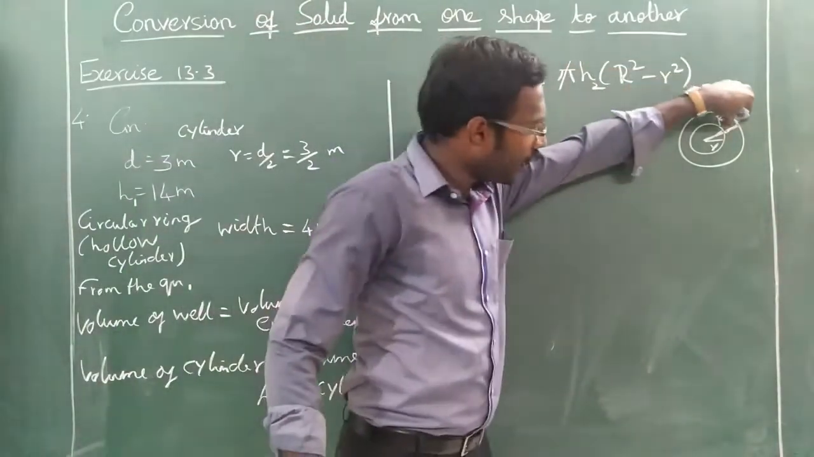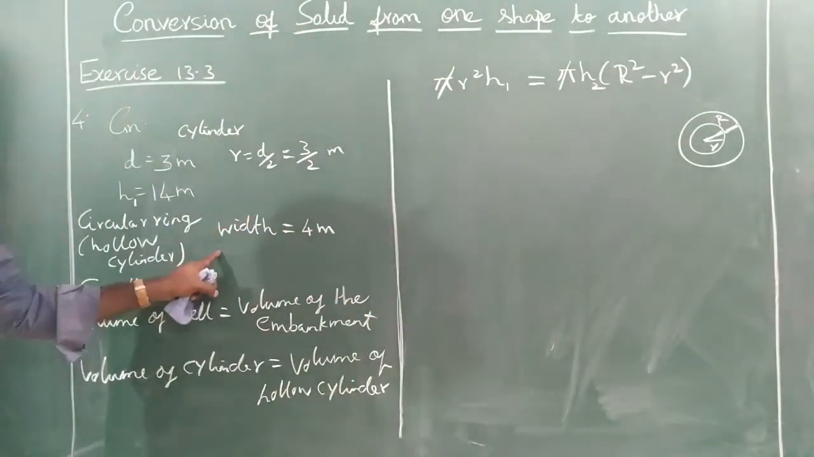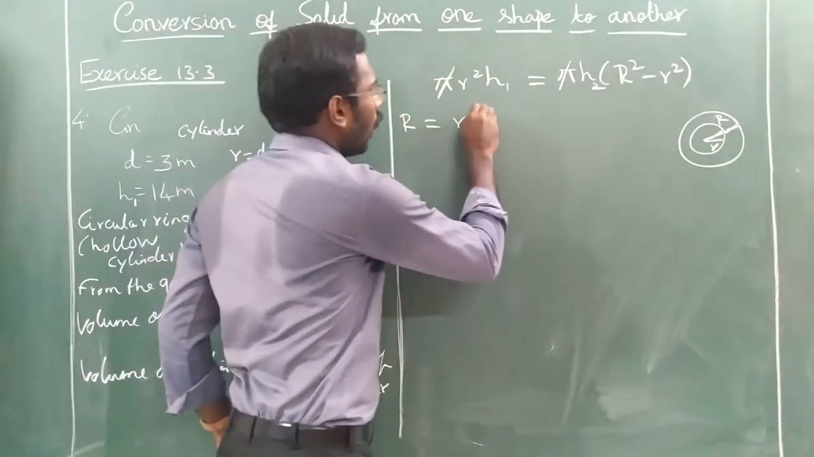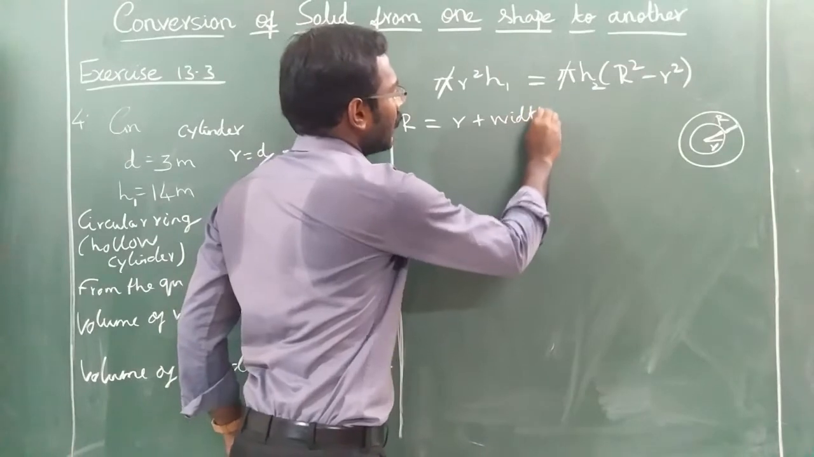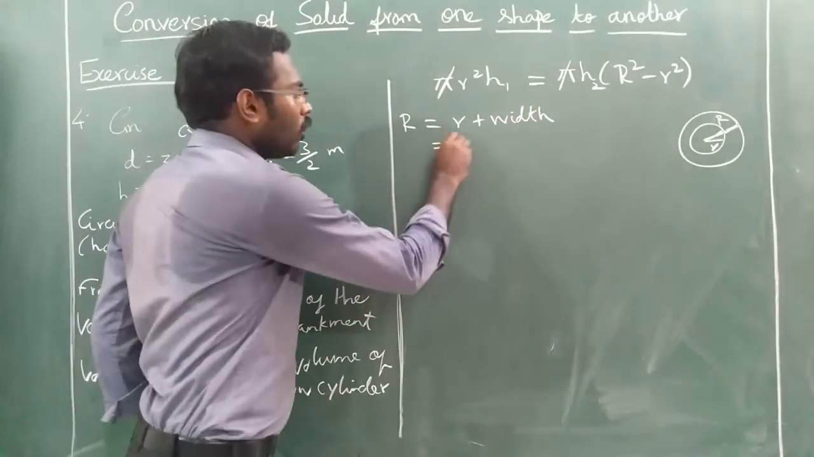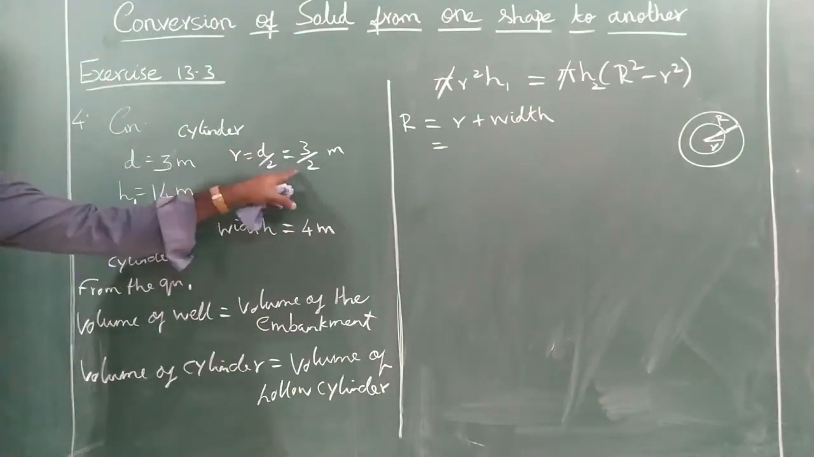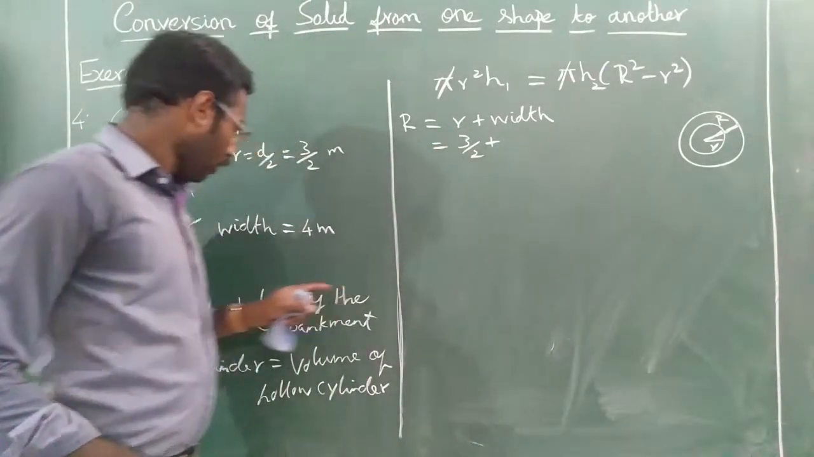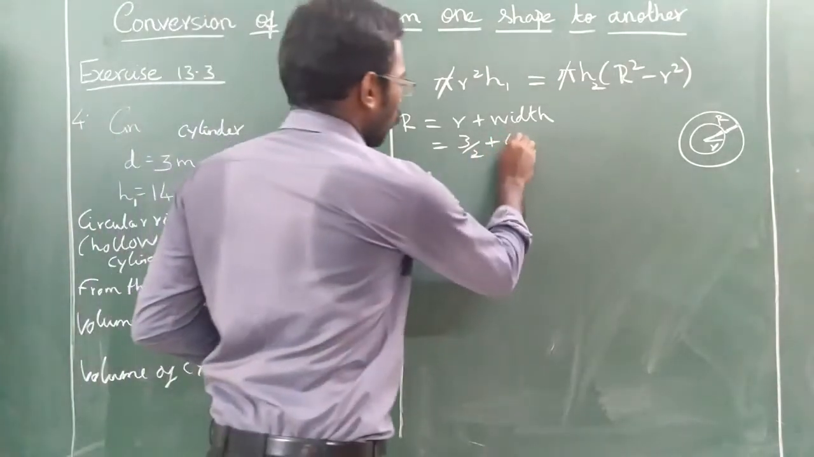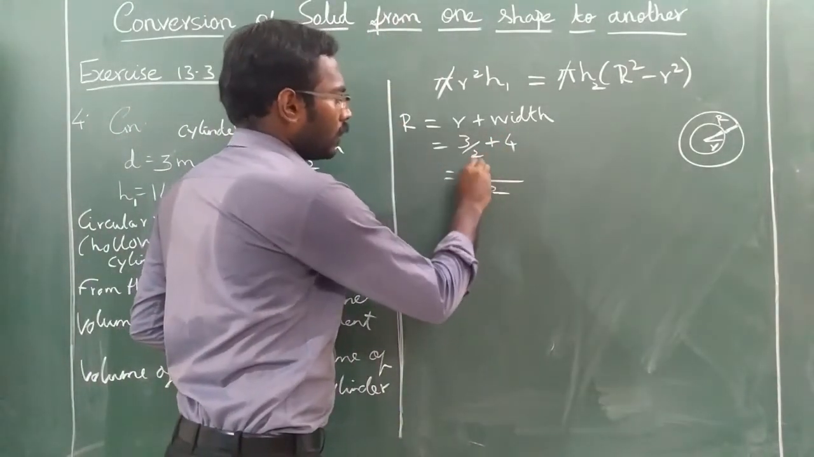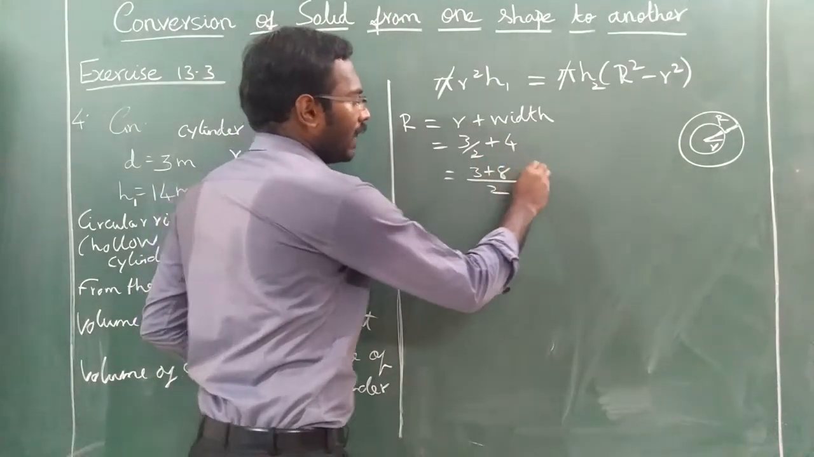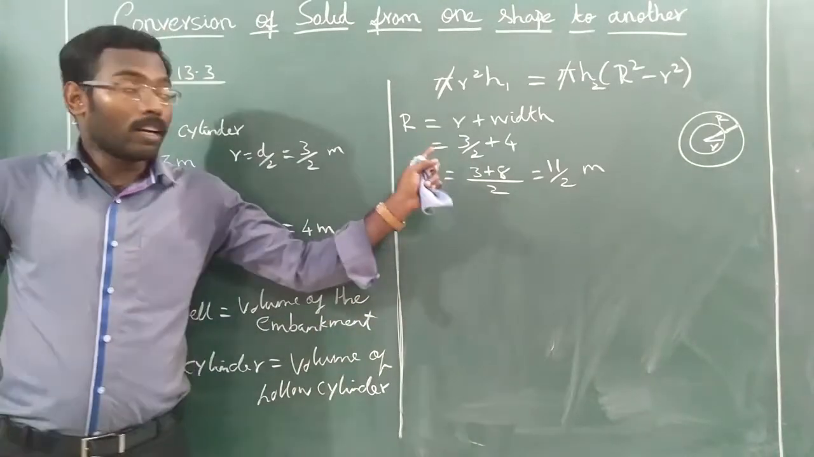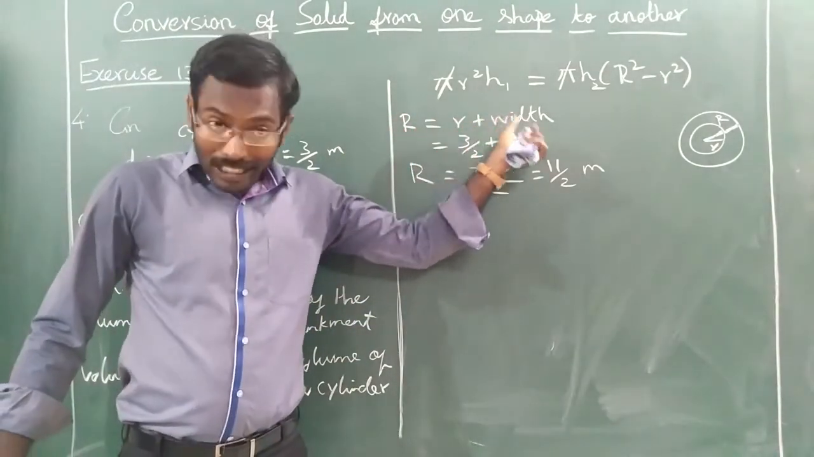This is the width. Width is already given. Therefore, capital R is equal to small r plus width. Understood or not? So what is small r? Small r, the radius, is 3 by 2 plus width. Width is 4 meter. So 4. Take the common LCM: 3 plus 2 4s are 8, that is equal to 11 by 2 meter. Understood or not? So capital R is equal to small r plus width.